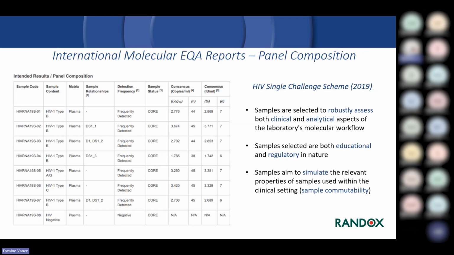The last two columns will show you the quantitative values, the consensus quantitative values that have been submitted by all the peer groups. And then for HIV, the most common unit that has been submitted is copies per mL, with some laboratories also submitting data in international units per mL. So the report can be personalized depending on the units that you have submitted via the online portal.